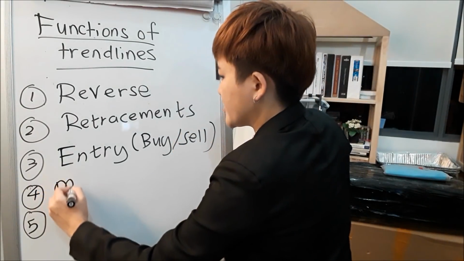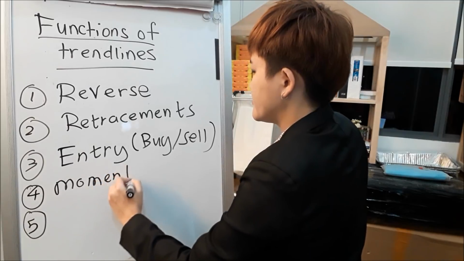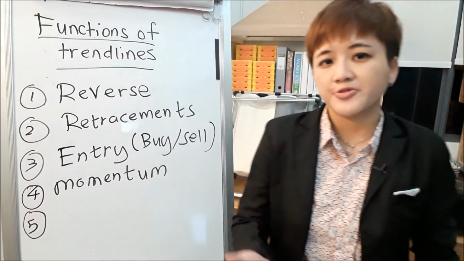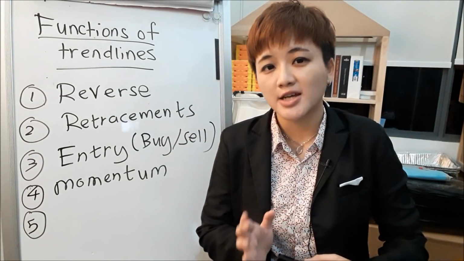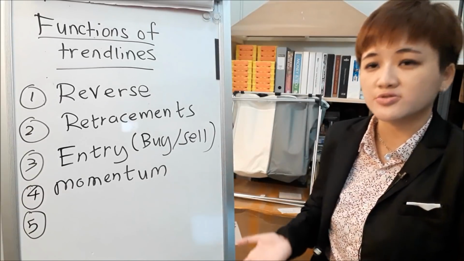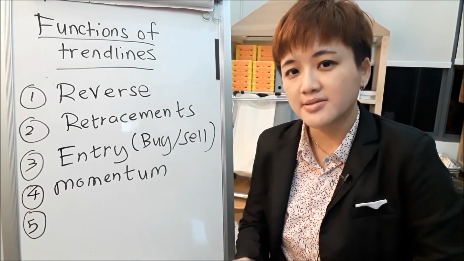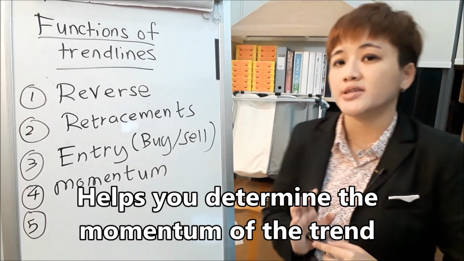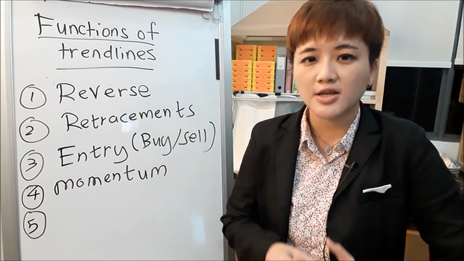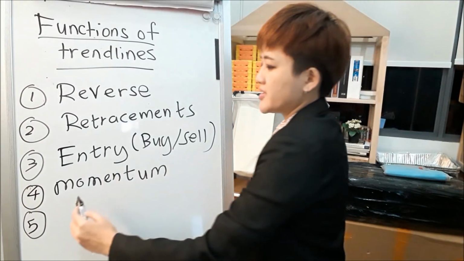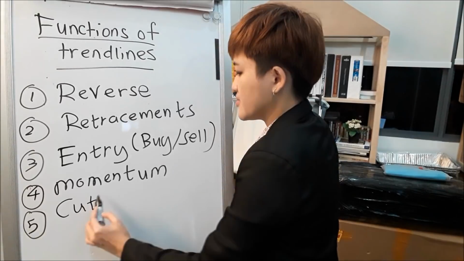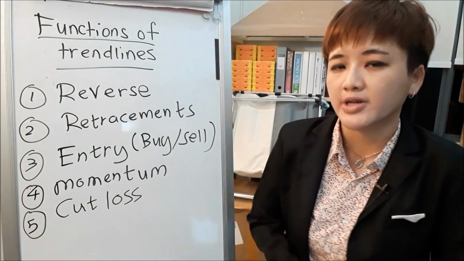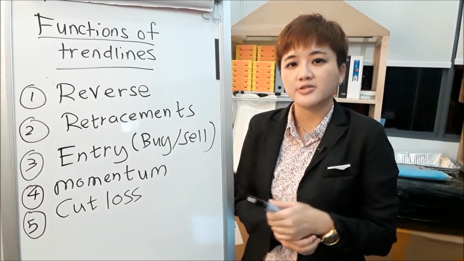Next thing is, it indicates the momentum of the trend, because you know there are strong and weak trendlines. If you draw a trendline and you realize that this trendline is not that strong, then it also tells you that the momentum of this trend that you're trading in is not that strong. It's going to run out really fast. And of course, some people would use it as a point to put their stop loss. They are going to put their stop loss below the trendline or above the trendline, depending on which direction you're trading.